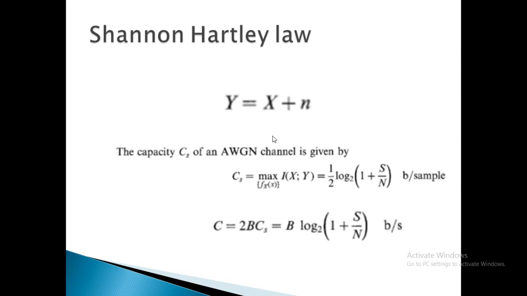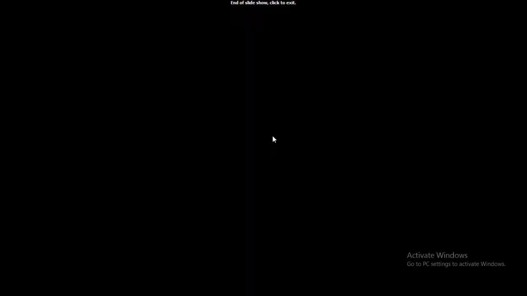If the channel bandwidth B is fixed, the output y is a band-limited signal completely characterized by its periodic sample values. Then the Nyquist rate is equal to 2B. The channel capacity of the additive white Gaussian noise channel is given by C equal to 2B times C of S. Here C equals B log base 2 of 1 plus SNR. This equation is known as the Shannon-Hartley law. Thank you.